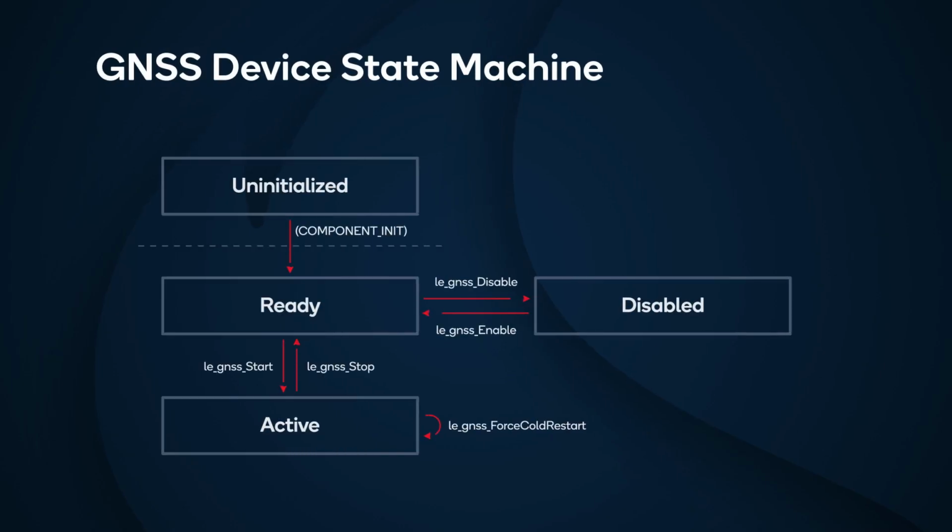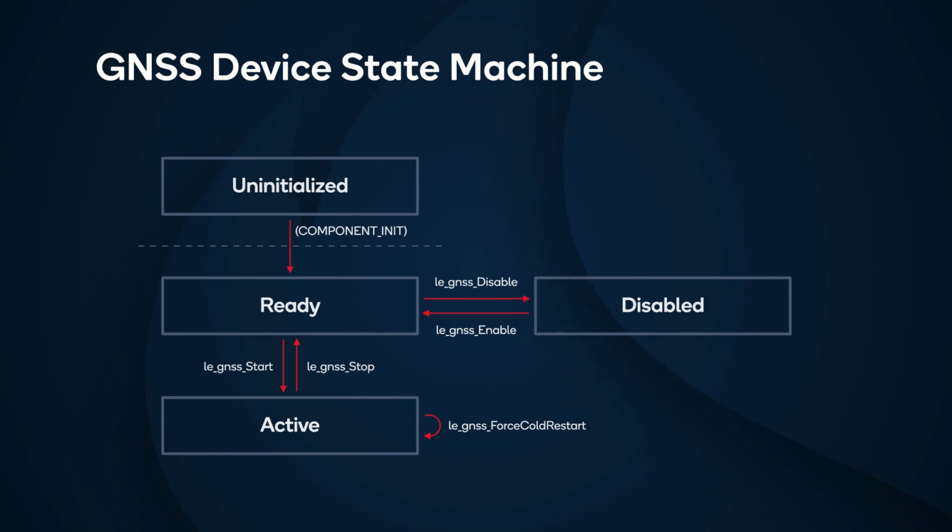This diagram shows the GNSS device state machine. A GNSS device has 4 states: uninitialized, ready, disabled, active. The TAF Location Service defines compatible APIs to support each state and maintain the state machine. By default, GNSS is enabled. The device boots up in the uninitialized state. Next, the component init from the TAF Location Service sets the GNSS state to ready.